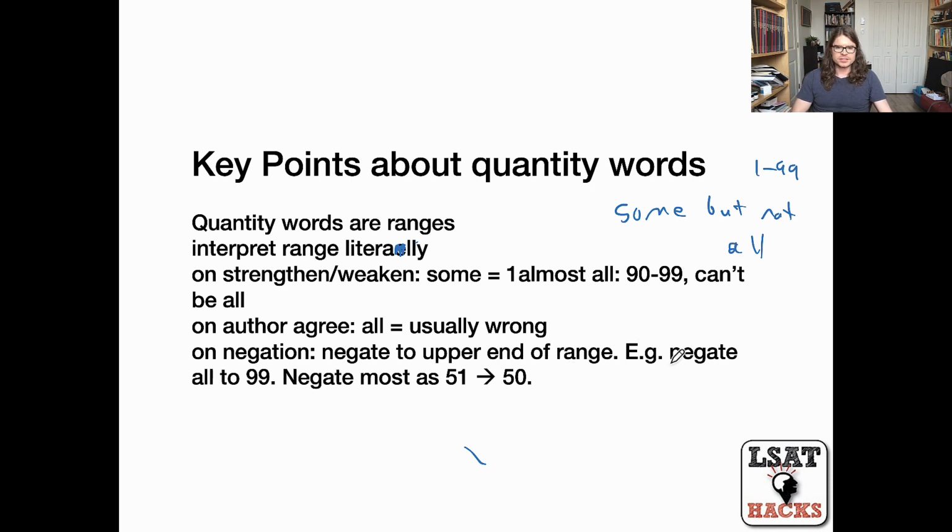Okay, so on negation, negate to the upper end of the range, e.g. negate all to 99%, negate most to this. So on a necessary assumption question, most is not a strong answer, because if I'm trying to say that someone's popular and I say most people like them versus not most people like them, if half the people you meet like you, you're still popular.